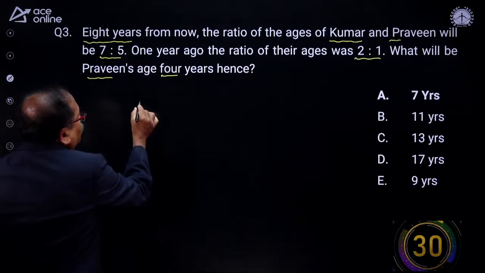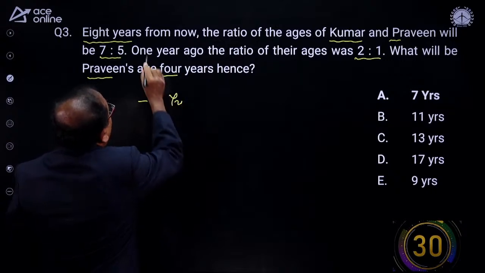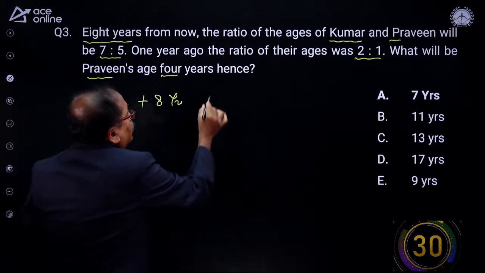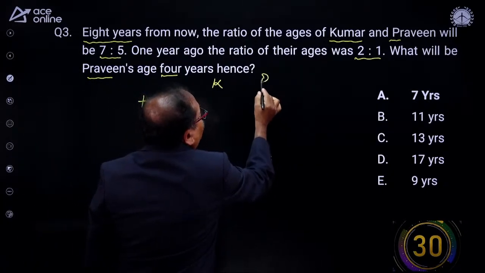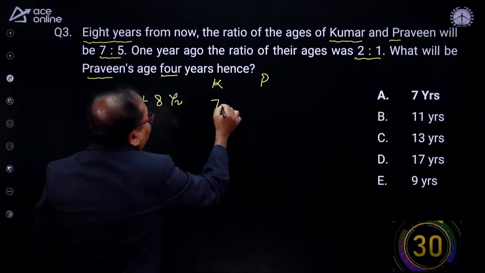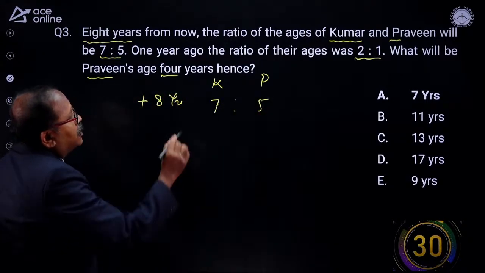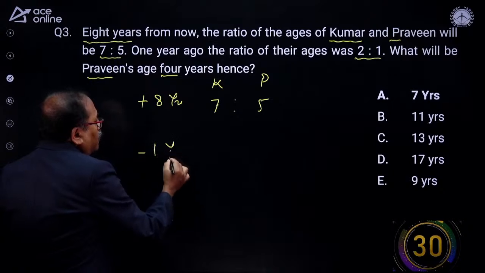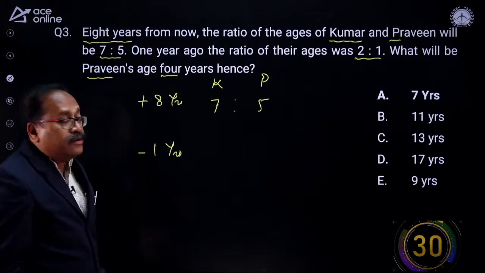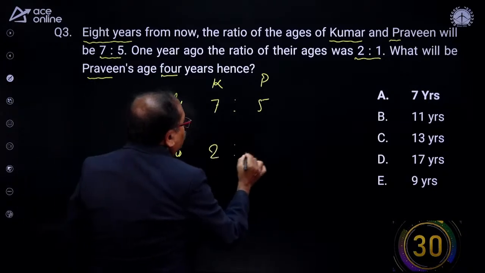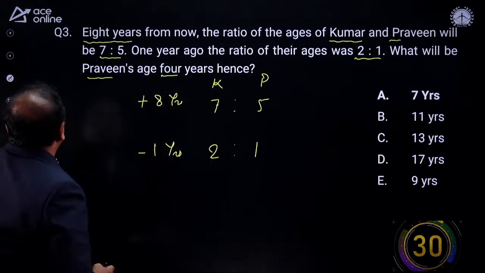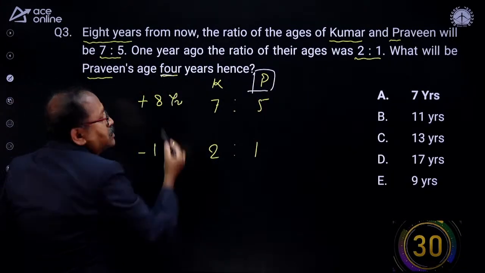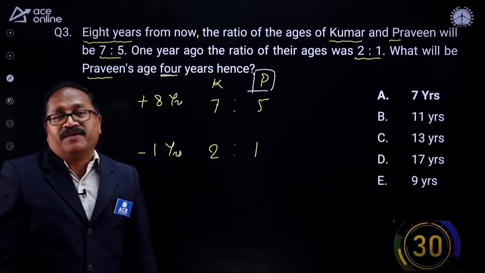First let's write a little: 8 years ago, so minus 8 years. 8 years hence or 8 years from now, so plus 8 years. Right? So that is K and P. Please work out along with me. K and P, that is 7:5. 1 year ago, here we will subtract 1 year, then the ratio is 2:1. What will be the age of P? You are asked what will be the age of P after 4 years. Your 30 seconds start now.